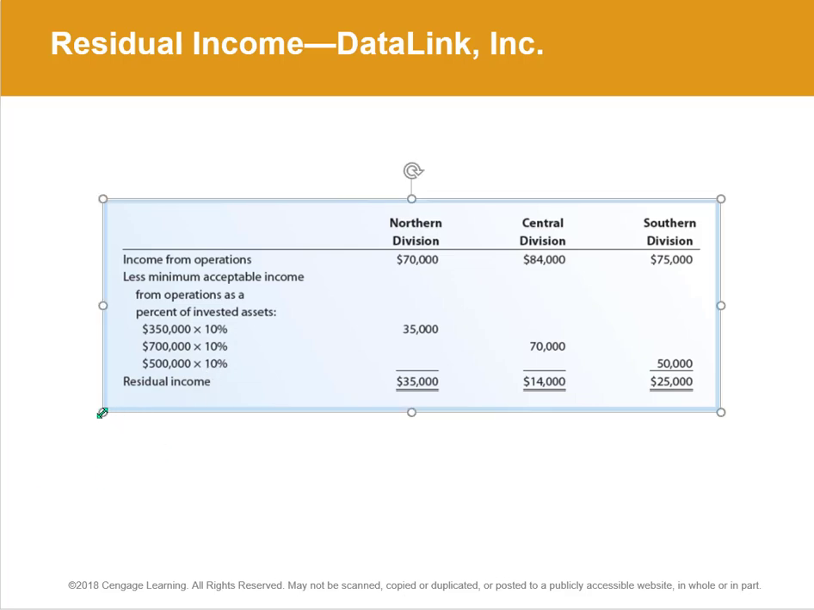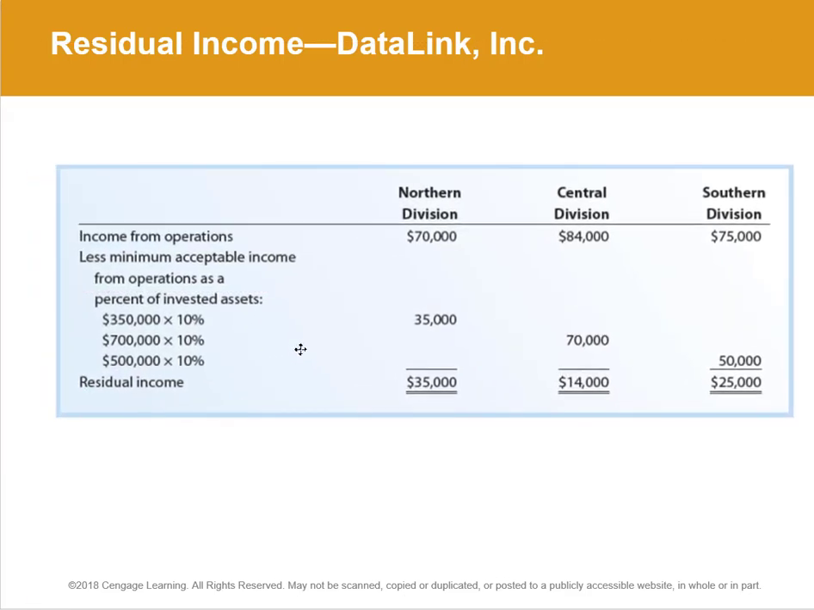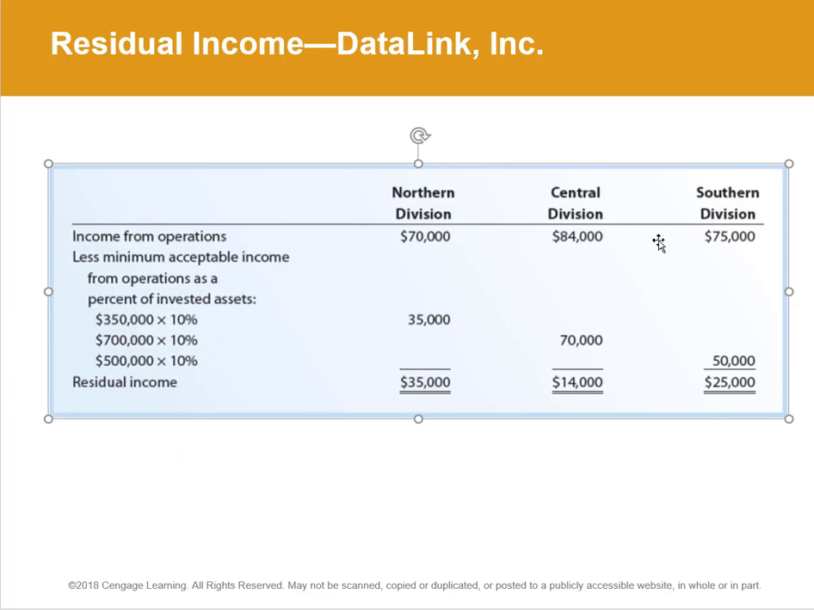And here's an example of residual income from these three divisions. Here's our income from operations, and these are their invested assets. And what the company wanted was a minimum acceptable income of 10% on invested assets. So that would be 10% of 350 or 35,000, 10% of 700,000, 10% of 500,000. Okay? So the residual income then is 35,000, 14, and 25. Okay, so we're looking at a whole number here, not really comparable at this point.